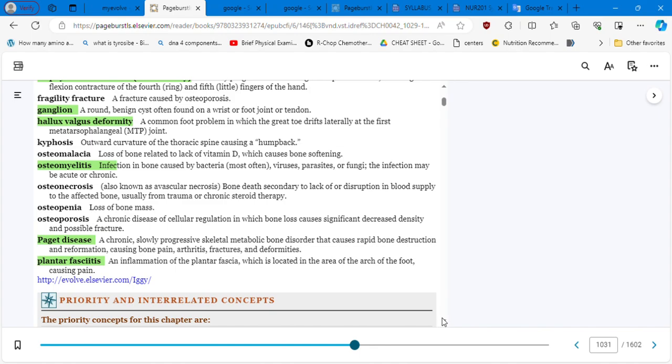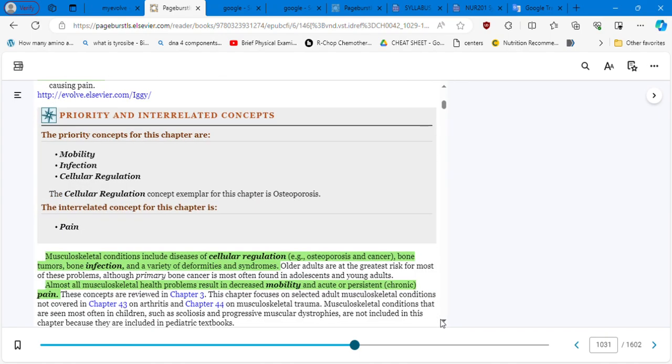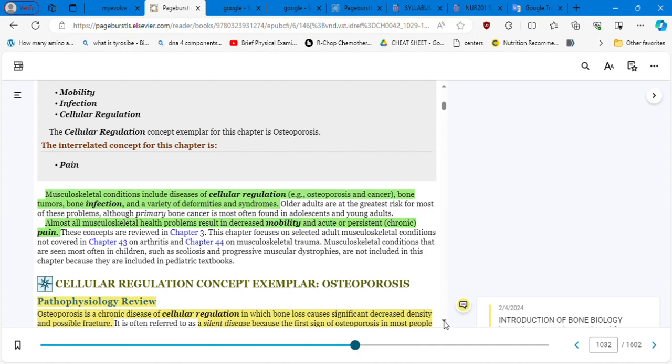Okay, we are going to get deep into this lecture. Also, we're going to start analyzing the mobility, infection, cellular regulation, and pain. We're going to talk about that related to all the diseases we're going to cover today.